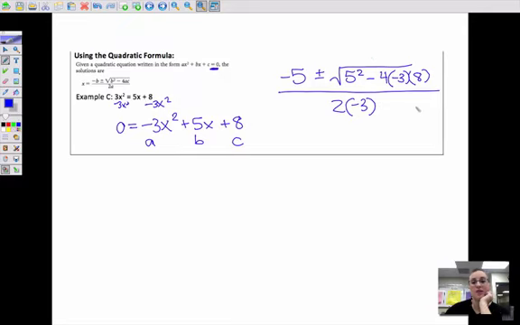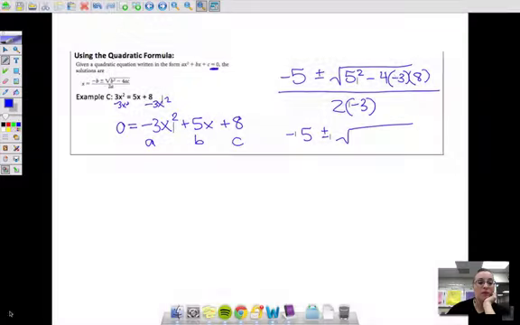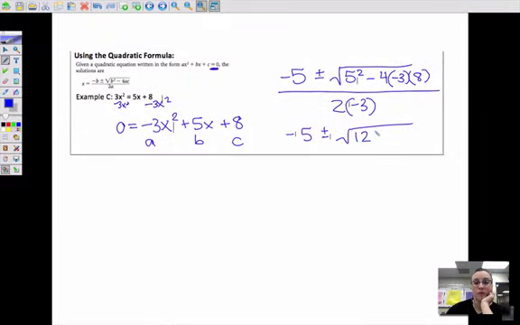Please make sure you write this out, even if you do it all in your calculator, and then work our way down. So the first thing I always do is work down the parentheses here. So I just might type that whole thing into my calculator. So 5 squared minus 4 times negative 3 times 8. So that's 121. Don't know why I made that square root so long, don't quite need it. And 2 times negative 3 is negative 6.